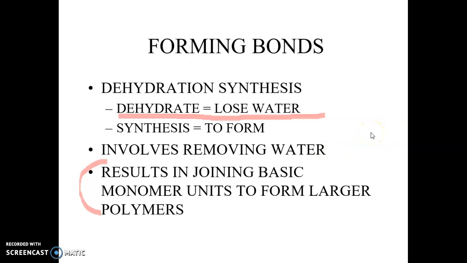So what's happening here is bonds are forming. So your body's taking these simple sugars and putting them together into a different kind of carbohydrate that you may need in your body. So that's called dehydration synthesis. I want you to write that down. And what can help you remember this is dehydrate. You lose water. It involves removing water, and it results in joining basic monomer units to form larger polymers.